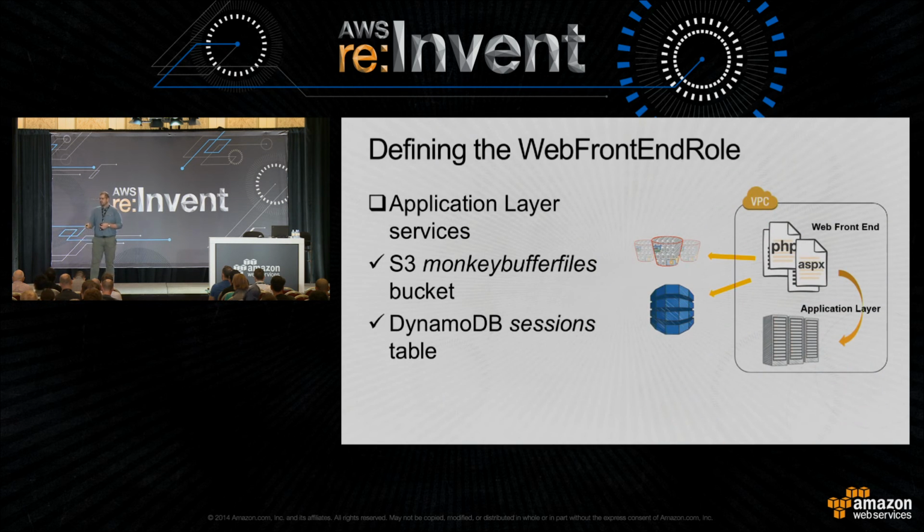So let's think a little bit about how we would go about this for Monkey Buffer. So just for the web front-end role, what does it do? We know that it uses the application layer, but that's not something that AWS is going to be able to solve for us. We have to solve that outside. But we can actually use a role to solve both the S3 access and the DynamoDB sessions table access.